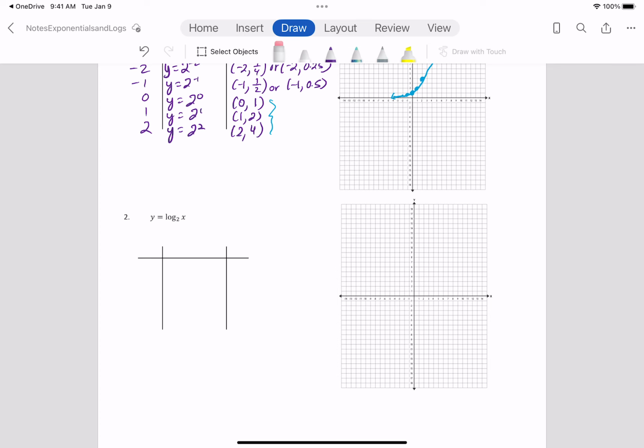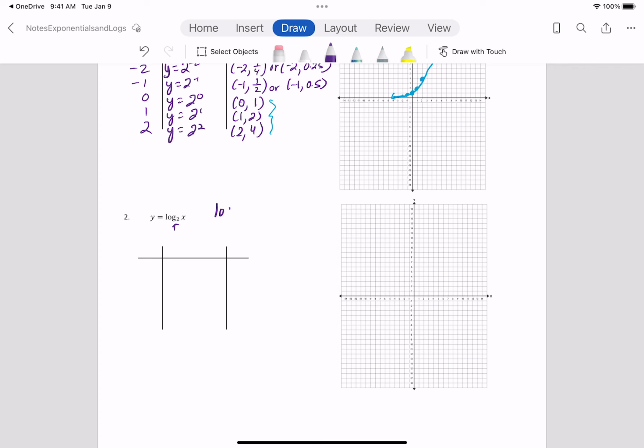Right, for this last one, this one is given as a logarithm, and you see it's log base 2. Our calculators and such don't know how to do log base 2. They only know common logs and natural logs. So we need to rewrite this as an exponential to be able to find points.